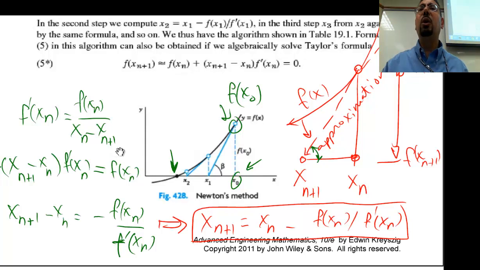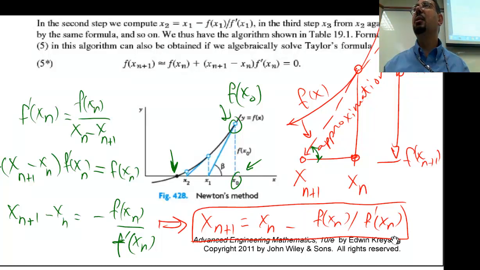Okay, so now what are we looking for? It's xn plus 1. So you put it on one side, you put everything else on the other side, you will get this. Or simply written nicely, it's this. So xn plus 1 is xn minus f of xn over f prime of xn.